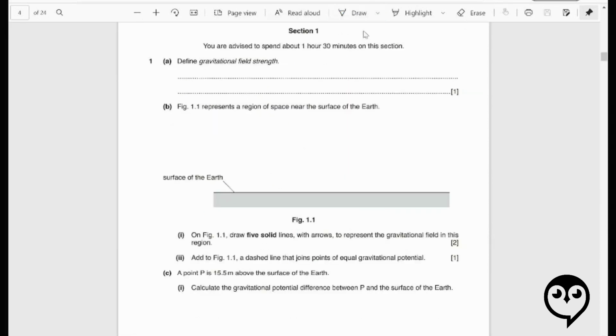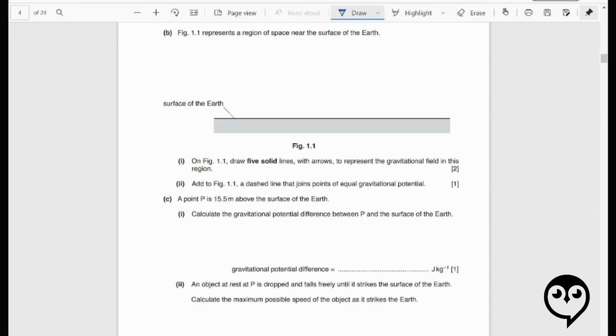Okay, and I've got a Cambridge Pre-U here, paper 2 from 2017. Define gravitational field strength. It is the force per unit mass. Okay, you know that the units are newtons per kilogram, so force per unit mass. Write that out. Let's see here.